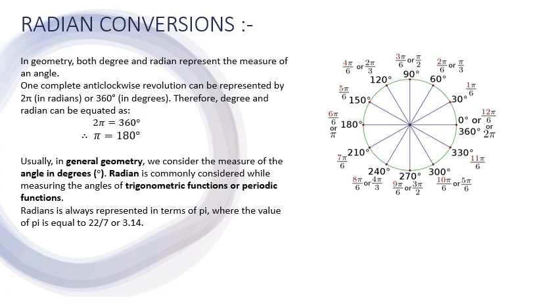Usually, in general geometry, we consider the measure of the angle in degrees. Radian is commonly considered while measuring the angles of trigonometric functions or periodic functions. Radians are always represented in terms of pi, where the value of pi is equal to 22/7 or 3.14.